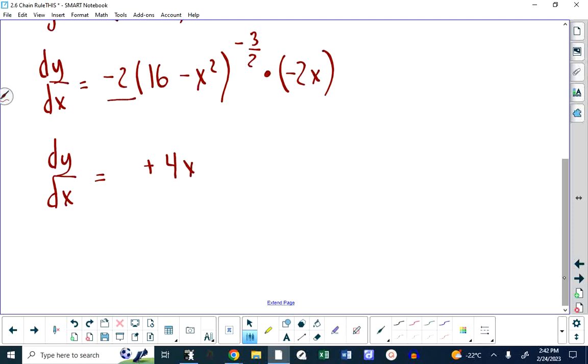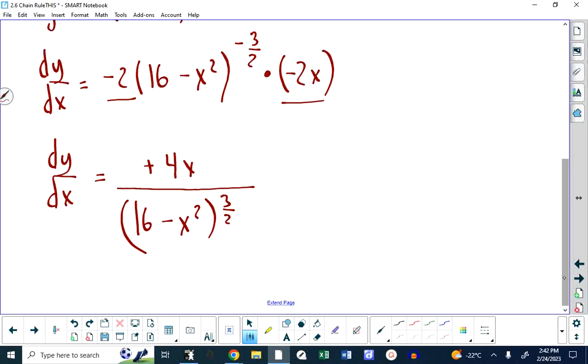The first thing is negative 2 times negative 2x. I mean, yeah, we want things factored, but you don't write negative 2 times negative 2x. You write 4x over 16 minus x squared to the 3/2. So we kind of cheated the system here by taking that exponent and putting it up top where it's negative to avoid the quotient rule. And then we don't want negative exponents. We'll put it back on the bottom.